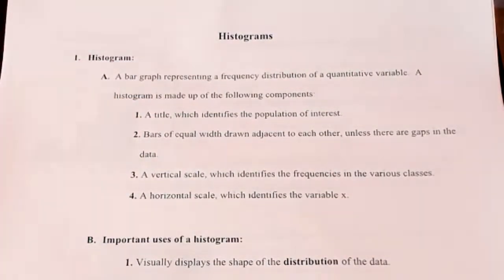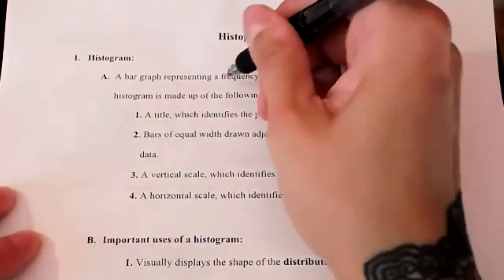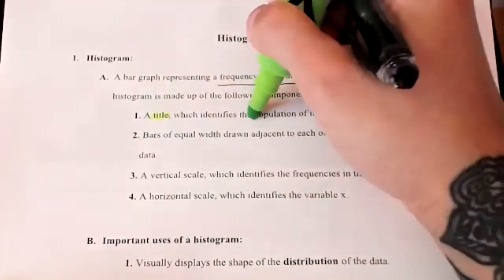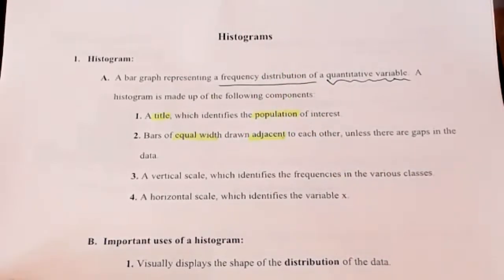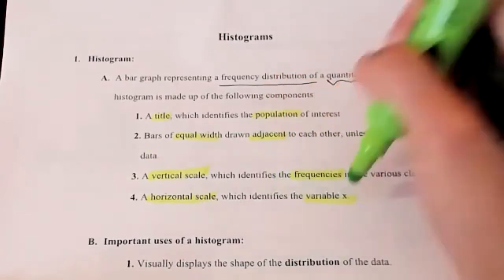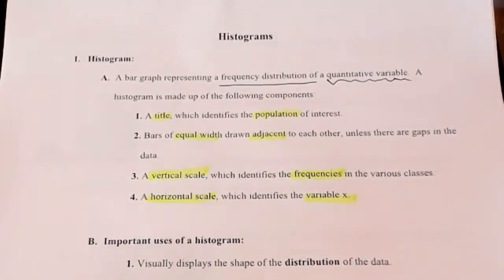Okay. Histogram: a bar graph representing a frequency distribution of a quantitative variable. A histogram is made up of the following components. 1, a title which identifies the population of interest. 2, bars of equal width drawn adjacent to each other unless there are gaps in the data. 3, a vertical scale which identifies the frequencies in the various classes. And 4, a horizontal scale which identifies the variable x. Thank you so much. That was perfect.